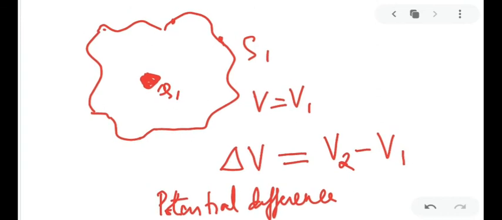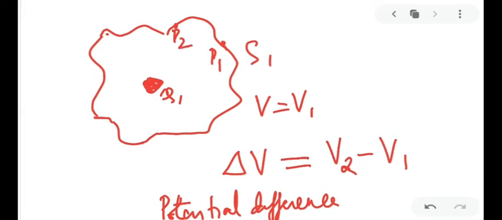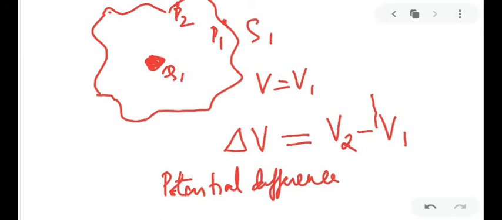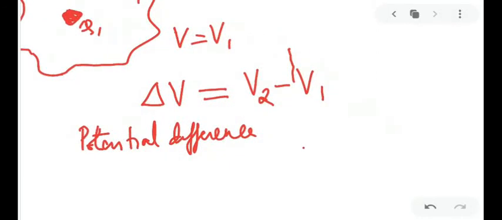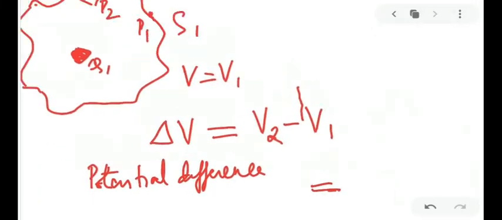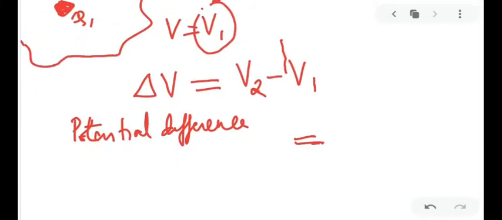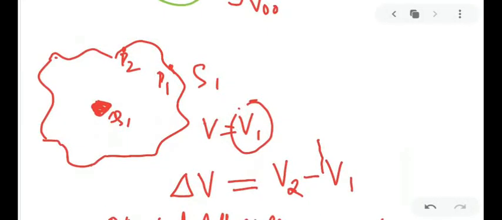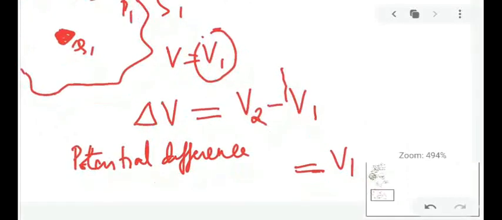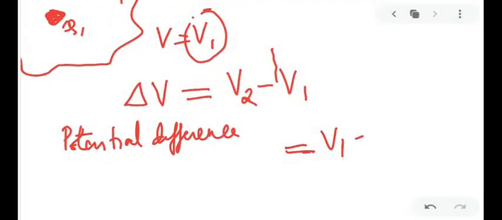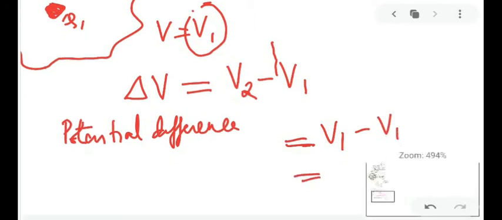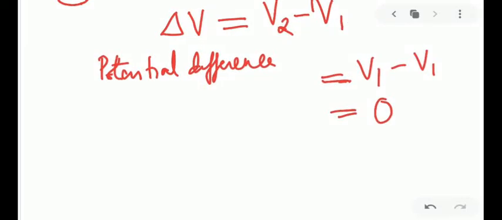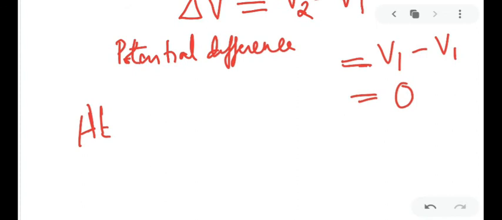Suppose you had a point P1 here, and another point P2 on the same surface. What is the potential difference between these two points? You perform this subtraction. The value of potential at P1, since it is on S1, would be V1. And P2 is also on S1, so the potential at P2 is again V1. After subtraction, you get 0. This was an obvious fact, but still I wanted to point you to it.